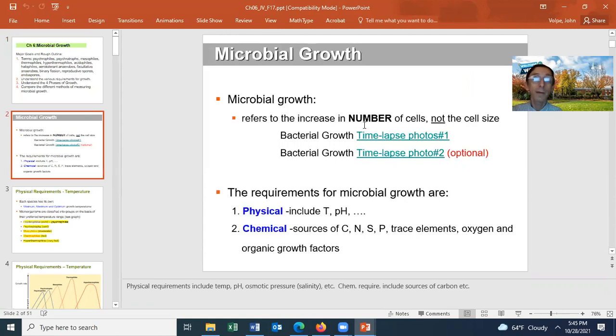When we talk about microbial growth, we're referring to an increase in the number of cells, not an increase in the cell size. You can watch a little video of the cells growing, not terribly important. That's different from children. When we're talking about growth of children, we're usually talking about the increase in their size, not their increase in number.